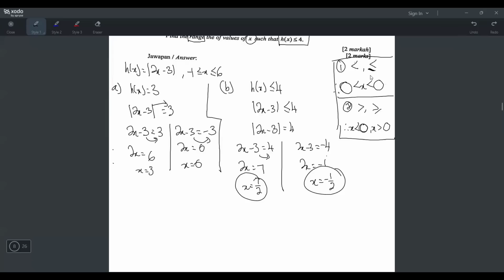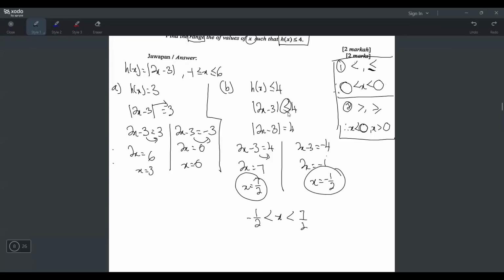Okay, now let's look at this question. This is smaller. So smaller means your answer has to be x in between like this. But don't write it like this. Don't write the 7 over 2 here. Please don't do that. You have to write the small number first. So negative 1 over 2 is smaller, and then 7 over 2.